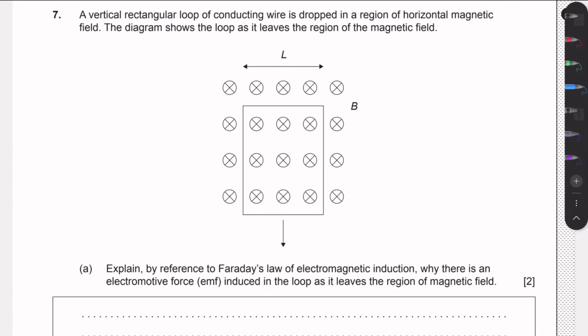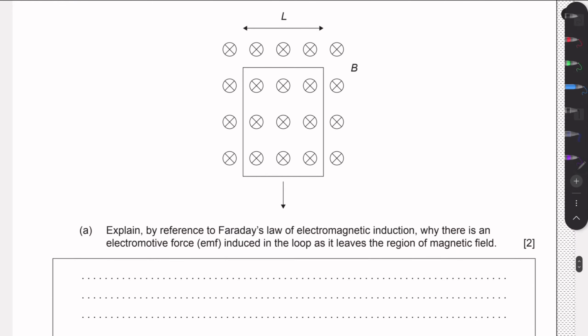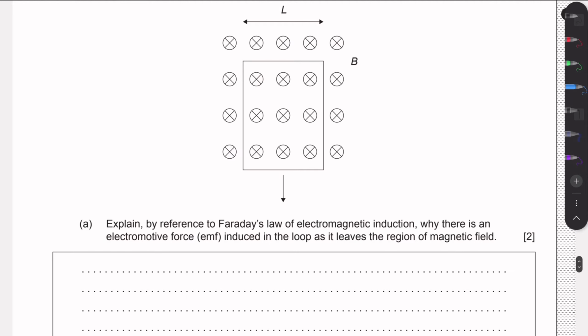So here we're given a vertical rectangular loop of a conducting wire, and it is dropped into some magnetic field pointing into the page. And we are shown the loop as it leaves this region. And with reference to Faraday's law, we need to explain why there's going to be an EMF induced in the loop.